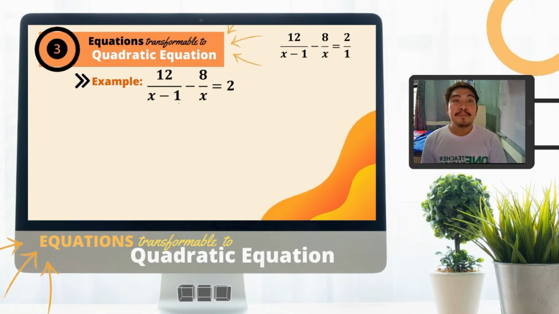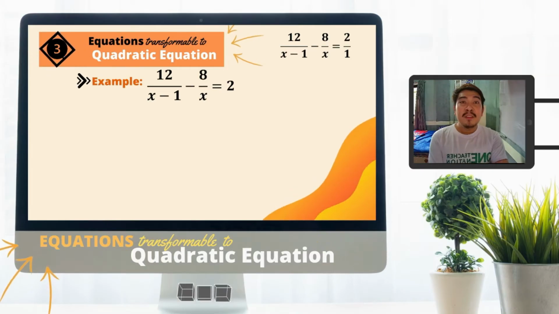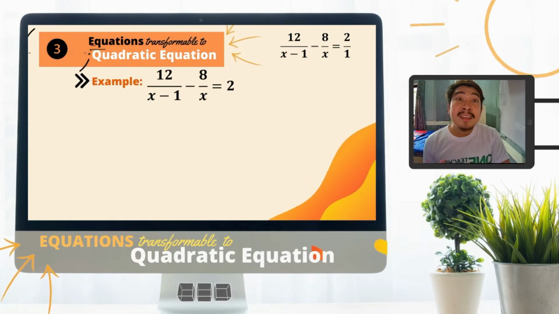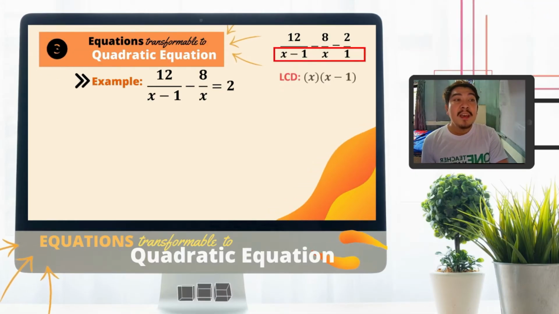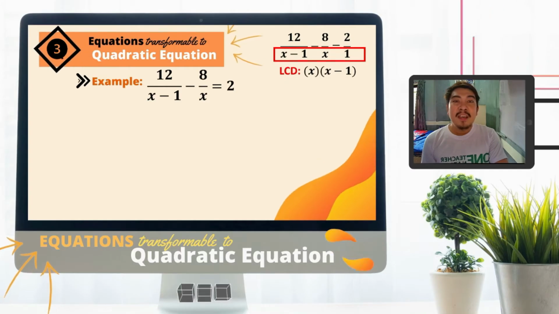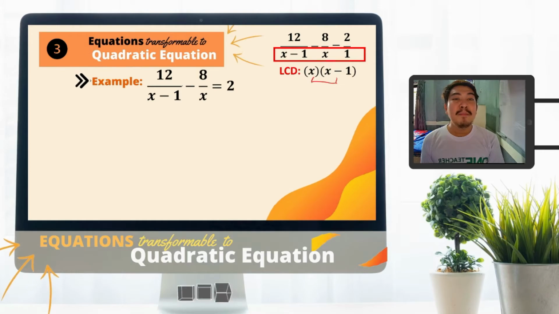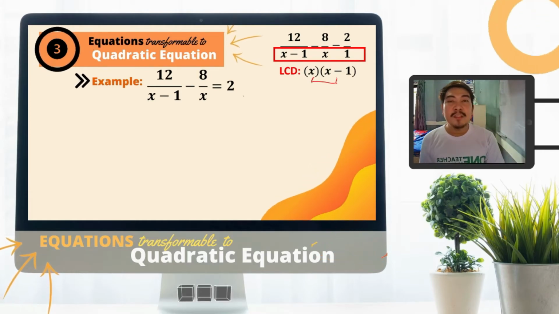Okay? So next, what is the LCD? Take a look at the denominators. So para mas madaling makuha si LCD, kukuhain lang natin yung magkakaibang denominators. So therefore, the LCD will be x times x minus 1. So this LCD, etong LCD na to ngayon, ang ating i-multiply sa ating equation, both sides of the equation.